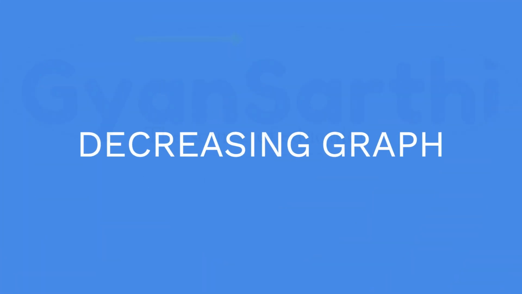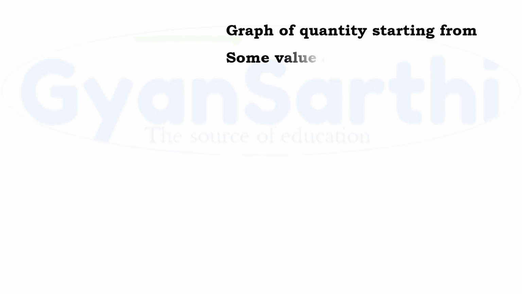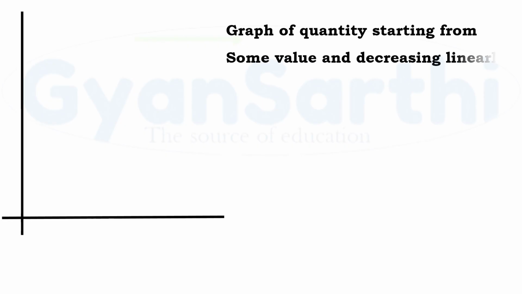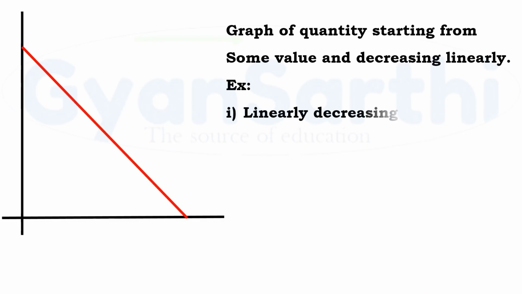Decreasing graph. Till now we have observed graph with positive increasing values. But graph may have positive decreasing values or negative values. Here, the graph shows linear decrease in the values. Possible graph can be of linearly decreasing displacement or speed or velocity or acceleration.